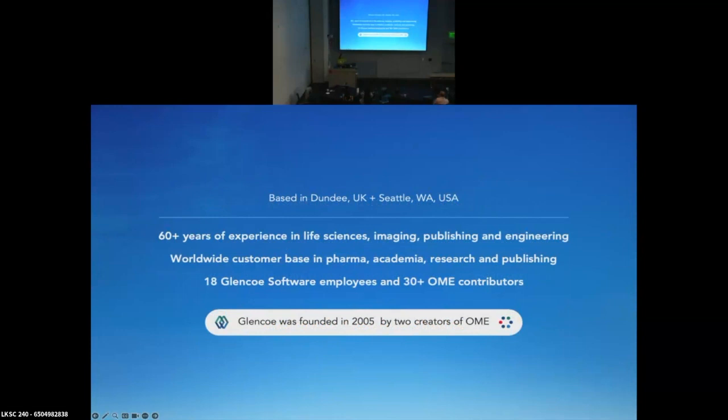We also do a lot of work in data publishing. And of course, we're a software company, so we have a very strong engineering team. The customers who we work with are pharmaceutical companies, large academic institutions, and generally people working in bioimaging research and also publishing. So we're a small company. There's 18 of us at Glencoe Software, but we are partnered with this group called the Open Microscopy Environment, and there are over 30 contributors to that project. And in fact, Glencoe was founded back in 2005 by two of the creators of OME.